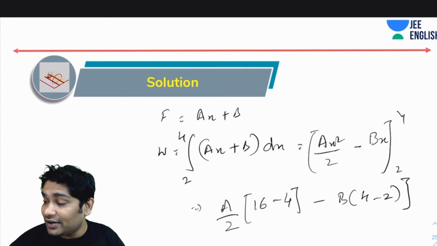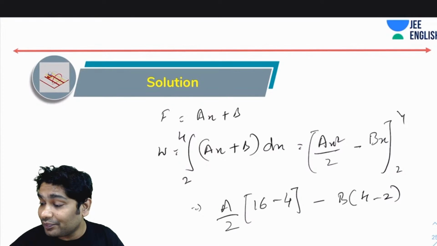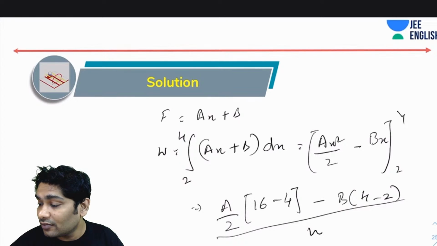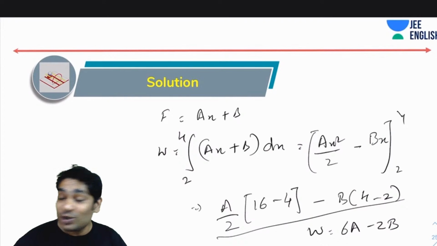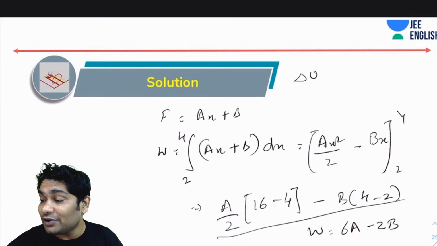So this is what your work is. Your work is coming out to be 6A plus 2B. So delta U of course would be minus times that, or I can simply say minus 2B minus 6A. So that will be your delta U.